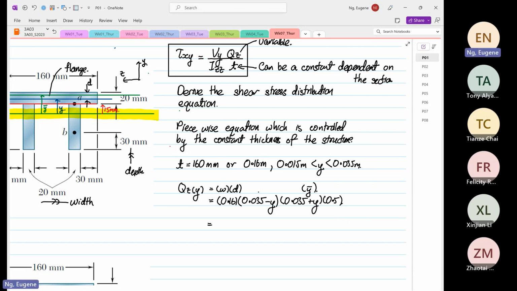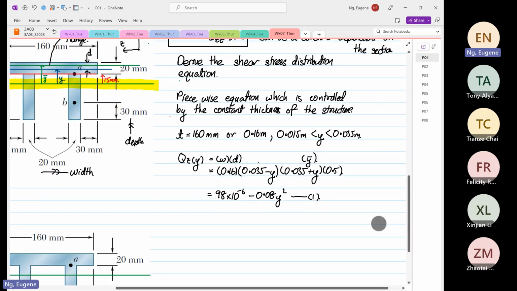So 0.035 squared times 0.16 times 0.5 is equal to 98 times 10 to the power minus 6, minus 0.16 times 0.08 y squared. Okay, so this I will call my equation number 1. Finding the first moment of area is usually the most tricky stuff.